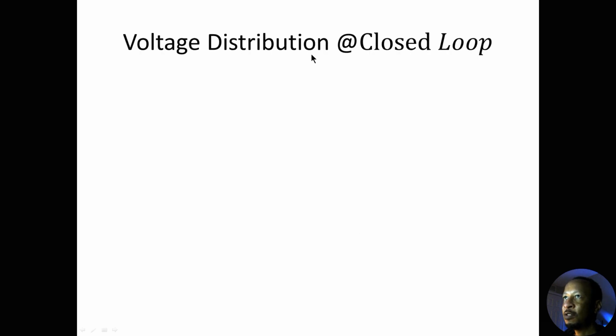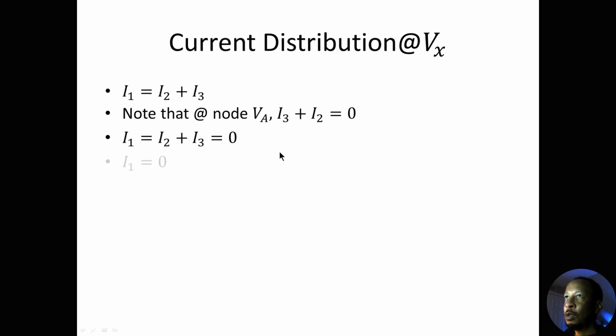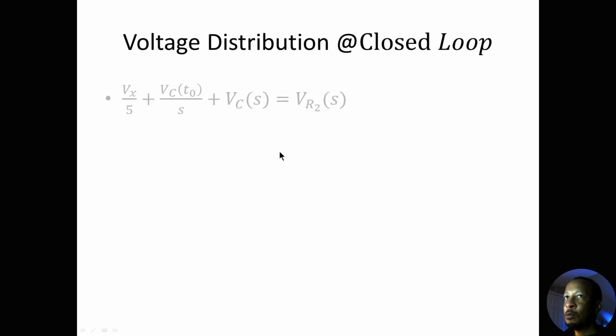Now the voltage distribution at the closed loop. What loop am I talking about? I'll go back to the schematic here. I'm talking about this loop here. So that's where I'm analyzing it now. At that closed loop, I have Vx divided by 5 plus Vc of t sub 0 divided by S plus Vc of S equals Vr2 of S.